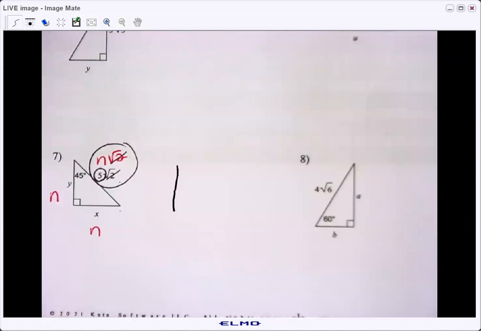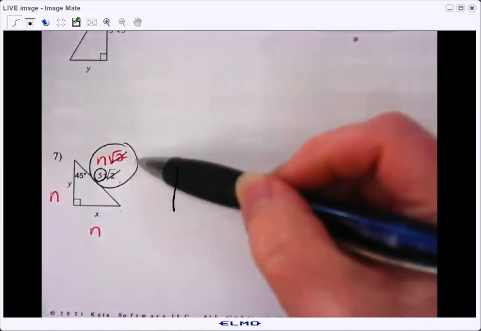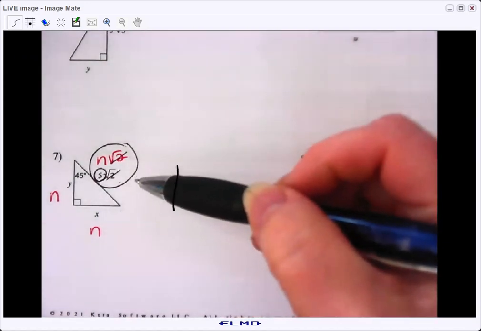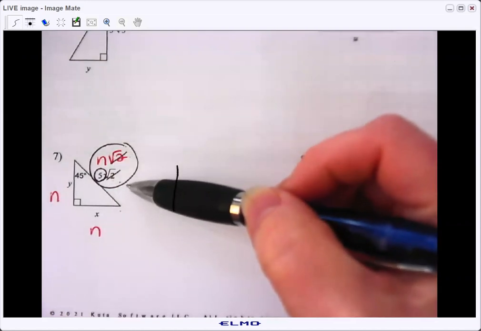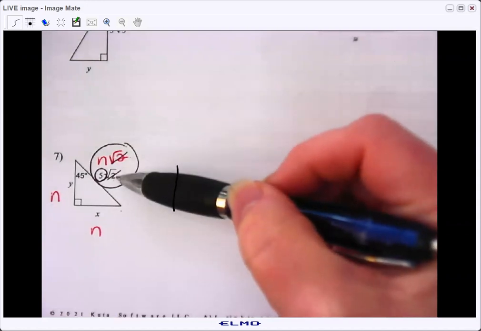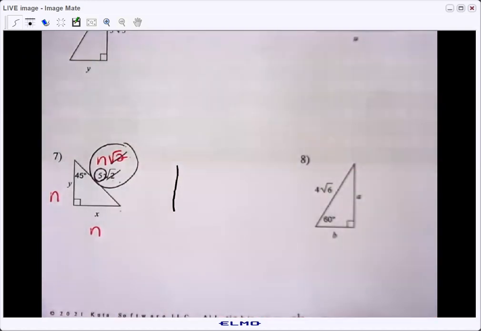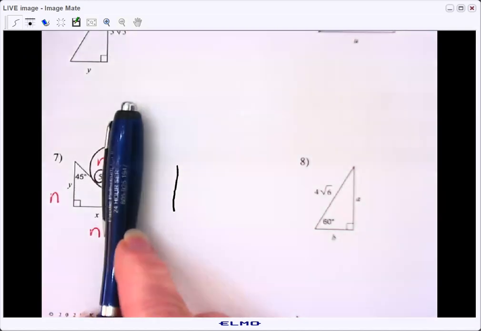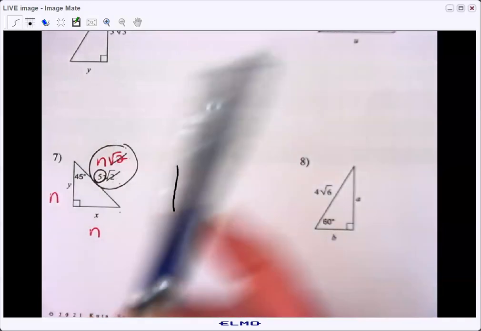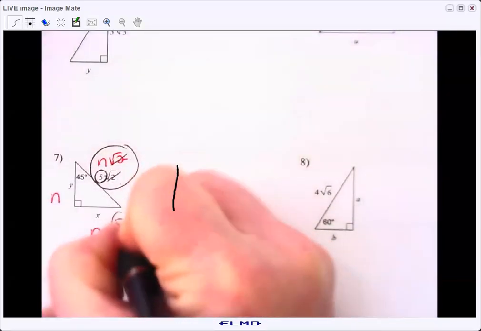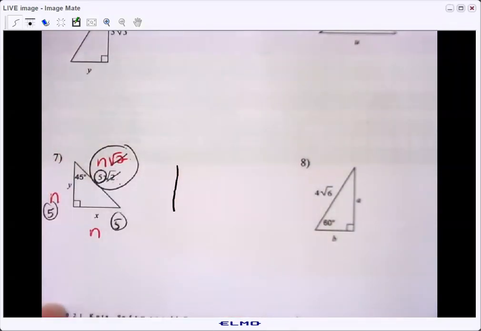That's why labeling is so important, because when we have something like this, it's a matter of looking at the relationship and going, oh, well, if this has a root 2 and that has a root 2, then it's like covering this up and going, my n is 5. And so that would make this 5 and this 5. Okay.